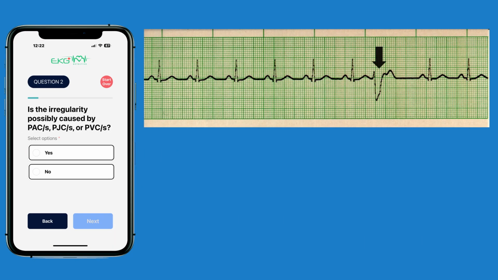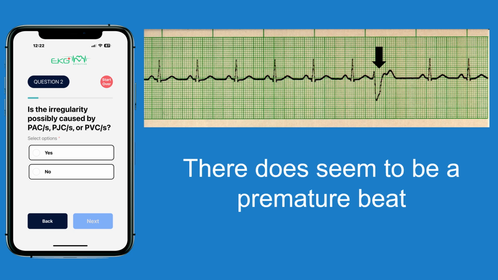Circling around to question 2, is the irregularity possibly caused by PACs, PJCs, or PVCs? It does appear like we do have a premature beat. So we will go to yes, hit that, and then we will select next to go to the next screen.